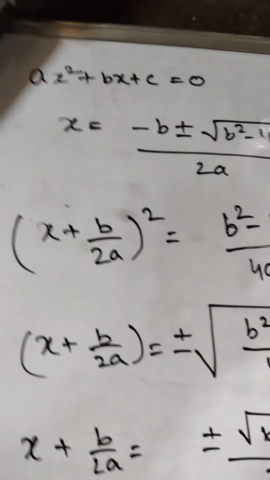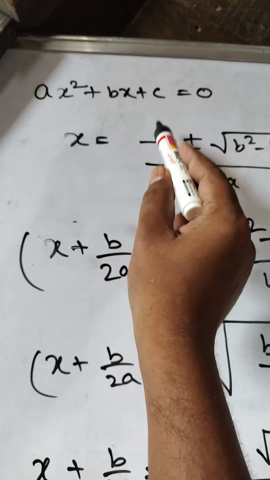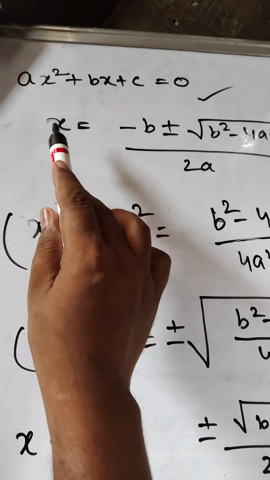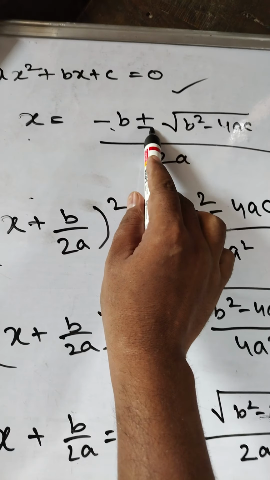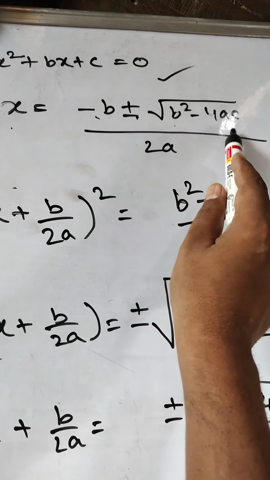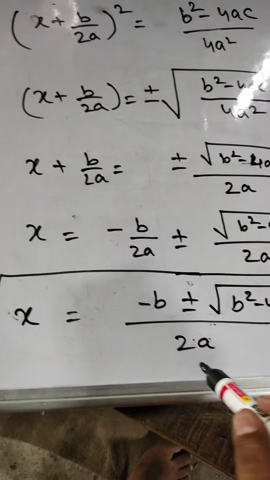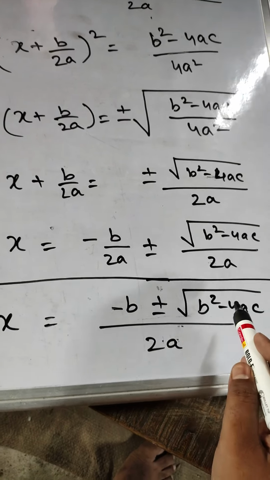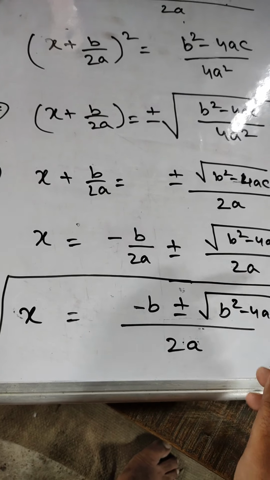So here it is. For the quadratic equation ax square plus bx plus c, the value of x will be minus b plus minus root under b square minus 4ac by twice a, and we have proved that.